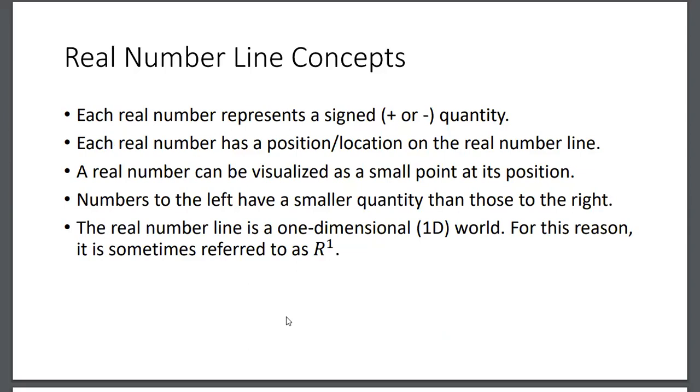Real number line concepts. Each real number represents a signed, positive or negative, quantity. Each real number has a position or location on the real number line. A real number can be visualized as a small point at its position. Numbers to the left have a smaller quantity than those to the right. The real number line is a one-dimensional world, 1D. For this reason, it is sometimes referred to as R1.